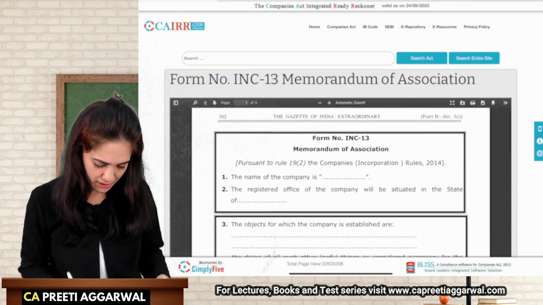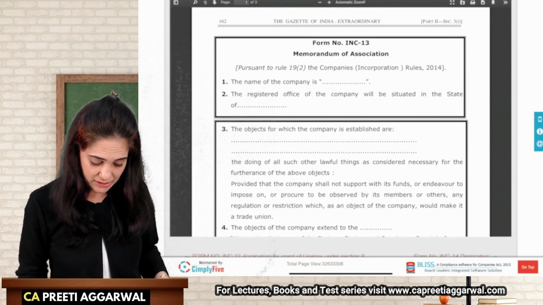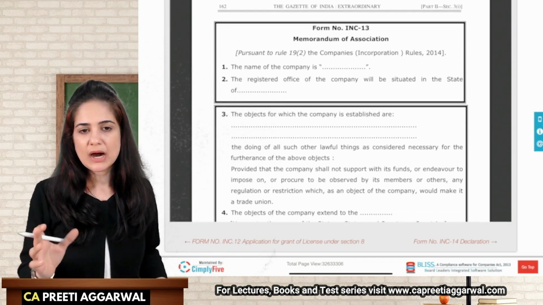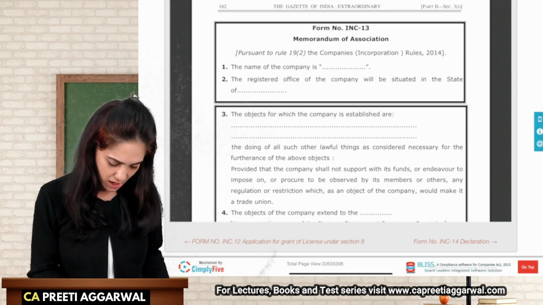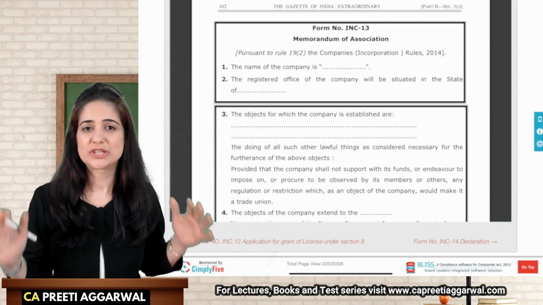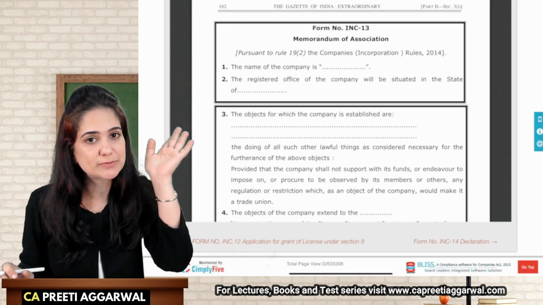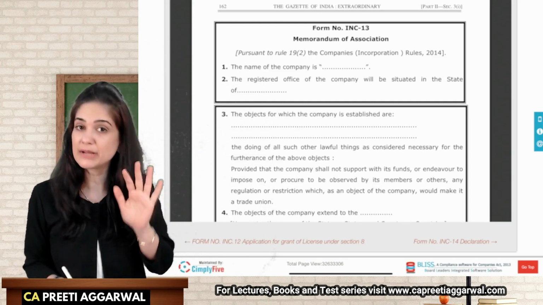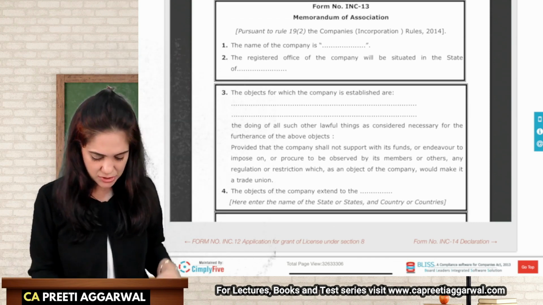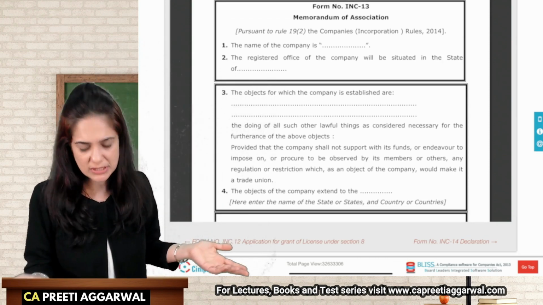So this is the Memorandum of Association. Now in this memorandum, the most important part according to me is the objects. See, the objects of the company are promotion of art, science, culture, education, but they are prohibiting the distribution in the form of dividend. All this is clearly mentioned over here. See, first we will write the name of the company, then the registered office in the state. We only mention the state.